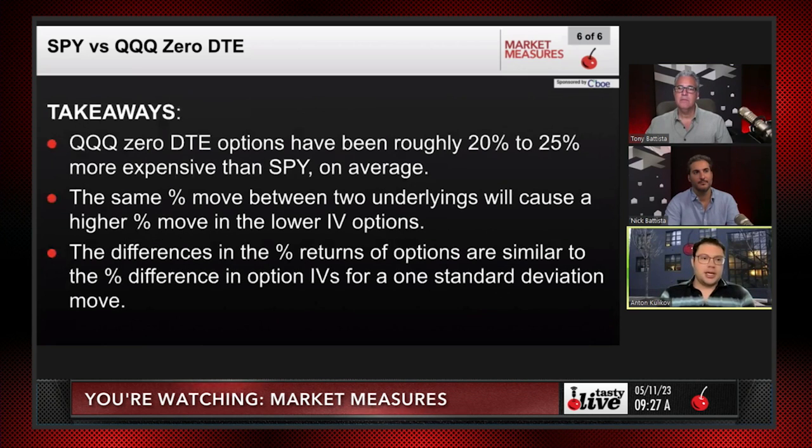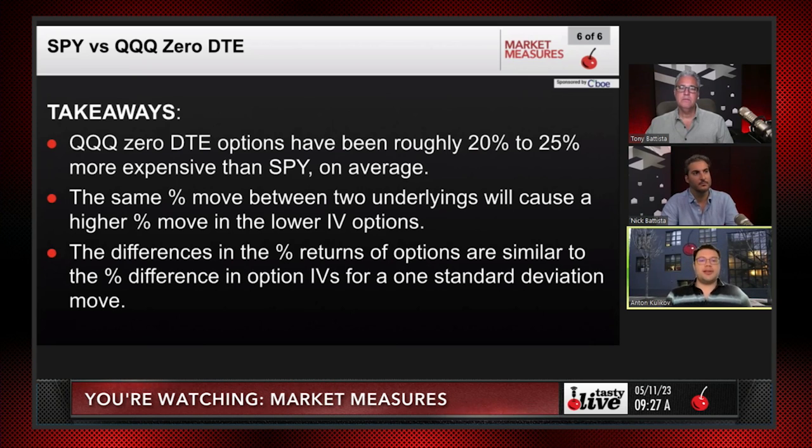Slide 6. All right. So for the Qs, 0DTE options have been roughly 20 to 25% more expensive than SPY on average. Obviously, right now the difference is a little bit smaller because IVs are down across the board. The same percentage move between two underlyings will cause a higher percentage move in the lower IV options. So if you think there's going to be a 1% drop in the market, and you think the difference between NASDAQ and SPY isn't going to be all that big, you're going to want to trade the lower IV options. It seems kind of simple, but when you put the math around it, it brings it home.